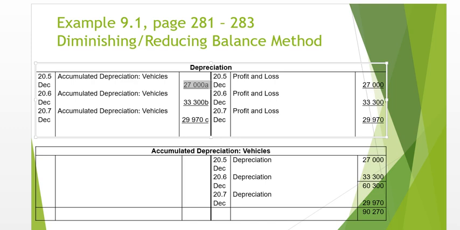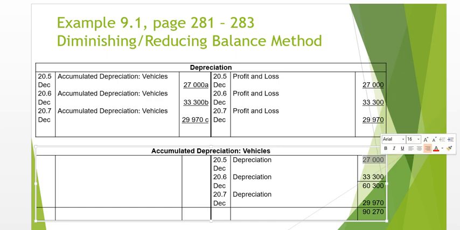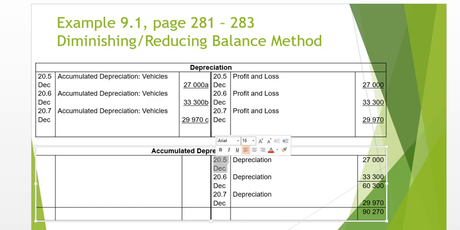So we will record this depreciation as an expense. We'll debit our depreciation account on the 31st of December 2005, and that needs to go to the accumulated depreciation on vehicles account, which we will then credit on the 31st of December 2005, coming from our depreciation. Okay, so the first year is still the same as with the straight line method.